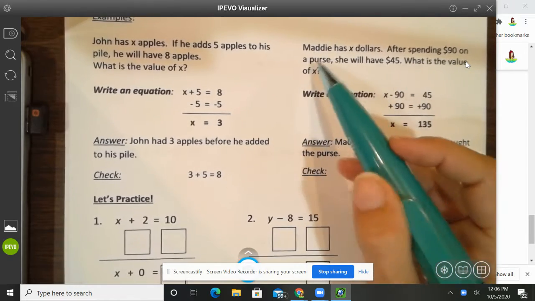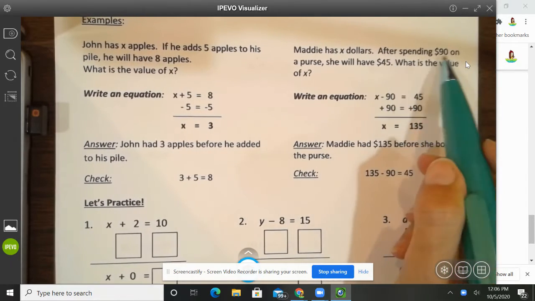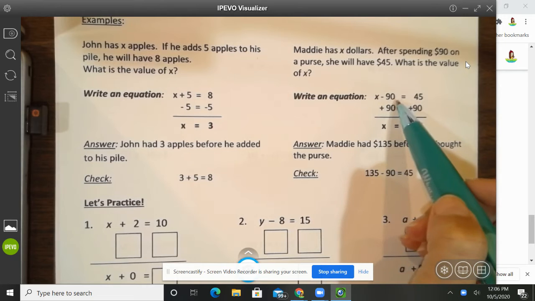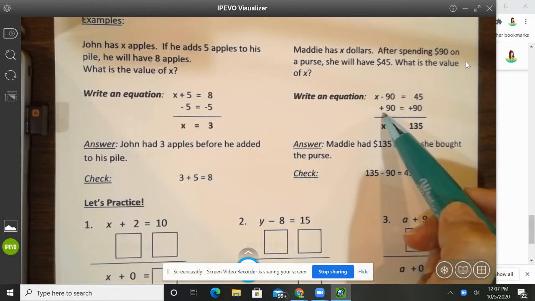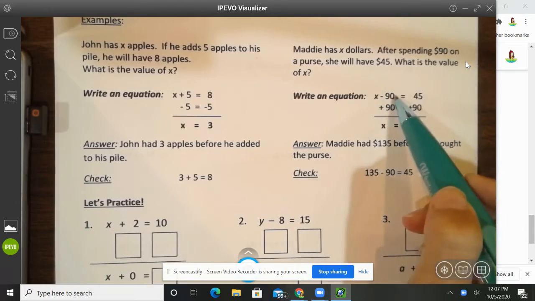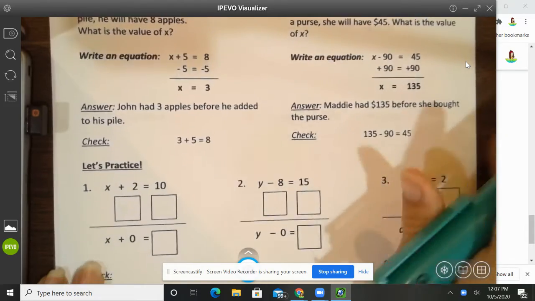In this equation, it says Maddie has X dollars after spending $90 on a purse. So you're going to be subtracting. She will have 45, so that's the total. You add 90 on both sides because it's subtracting, and then that's your difference over there.